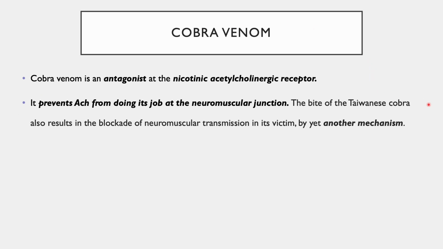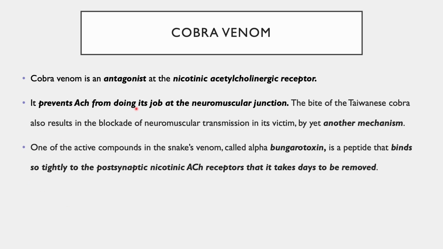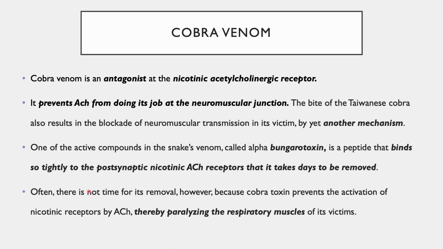Interestingly, the bite of a Taiwanese cobra also results in the blockade of neuromuscular transmission in its victim with another mechanism. One of the compounds in this particular snake's venom is called alpha bungarotoxin. This is a peptide that binds so tightly to the postsynaptic nicotinic acetylcholinergic receptors that it takes days to be removed. This bite can be fatal if not treated quickly. Usually there's no time for removal. Because the toxin prevents the activation of nicotinic receptors by acetylcholine and paralyzes the respiratory muscles of the victims, this is probably one of the most potent poisons that you could come across.